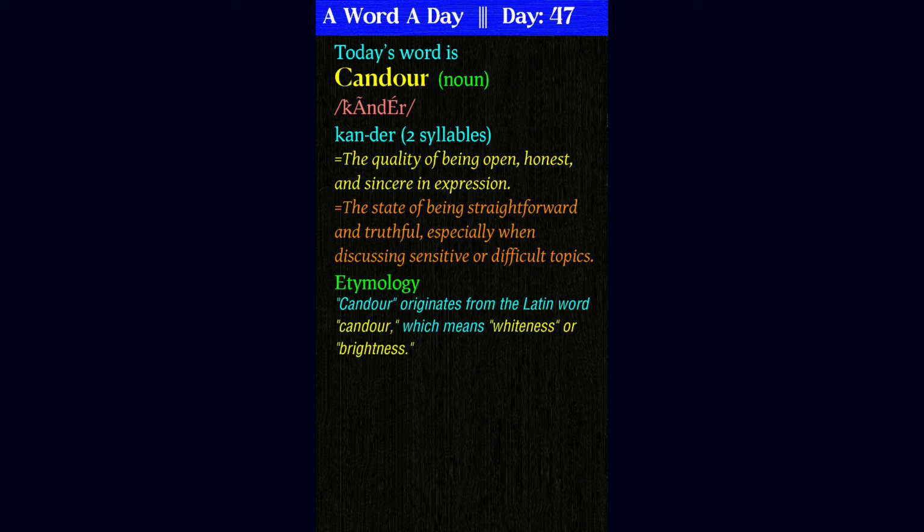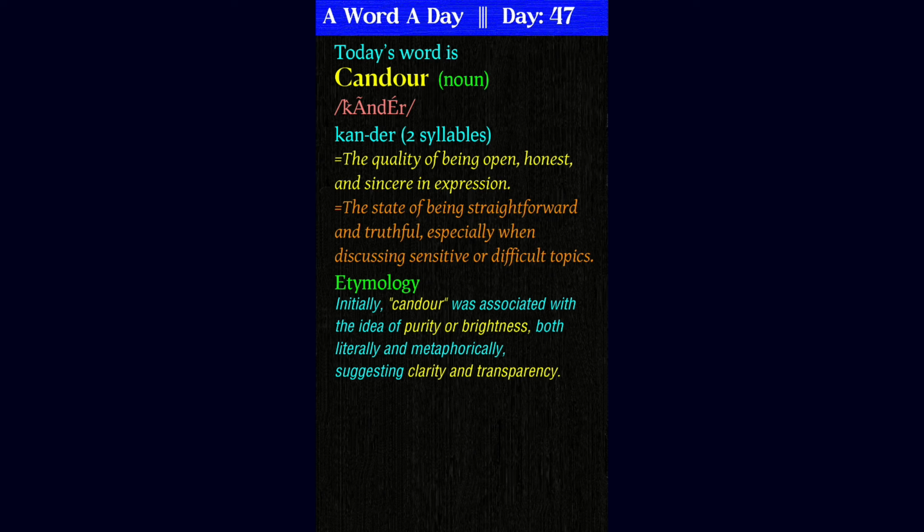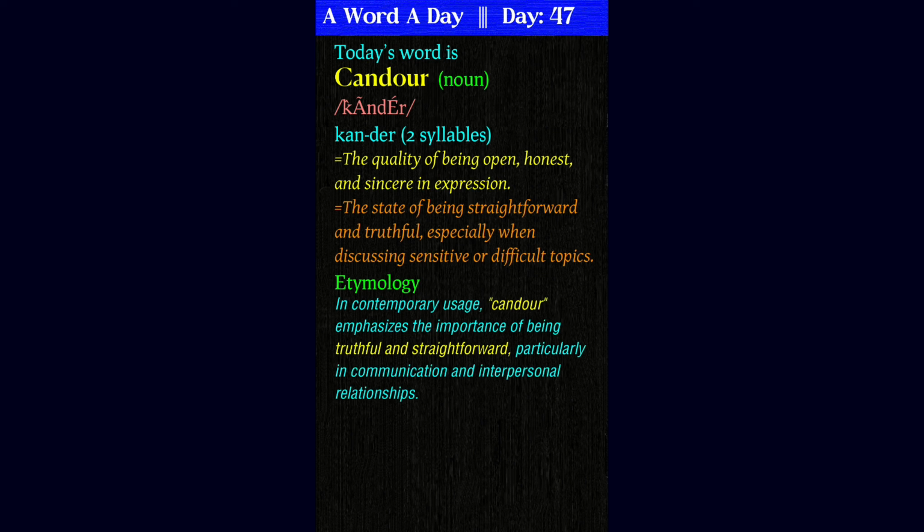Etymology. Candor originates from the Latin word candor, which means whiteness or brightness. In English, it evolved from the Old French term candeur, which also carried connotations of purity and sincerity. Initially, candor was associated with the idea of purity or brightness, both literally and metaphorically, suggesting clarity and transparency. Over time, it became specifically associated with honesty and openness in speech or behavior. In contemporary usage, candor emphasizes the importance of being truthful and straightforward, particularly in communication and interpersonal relationships.